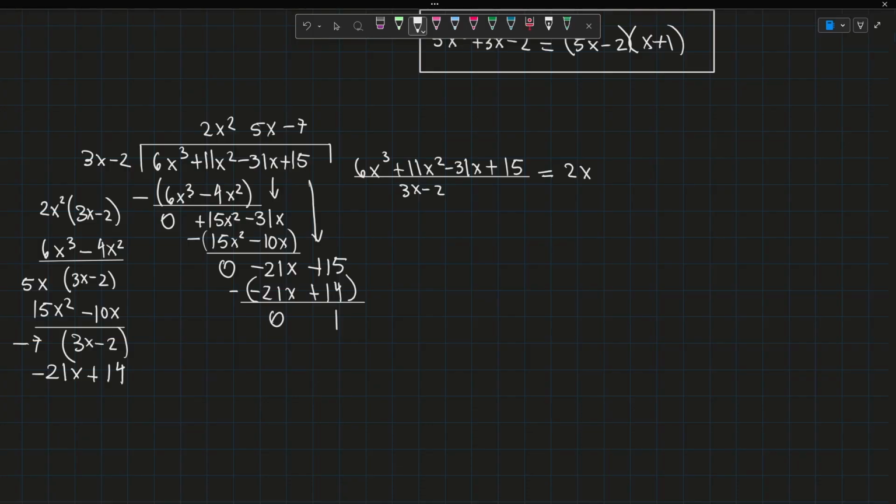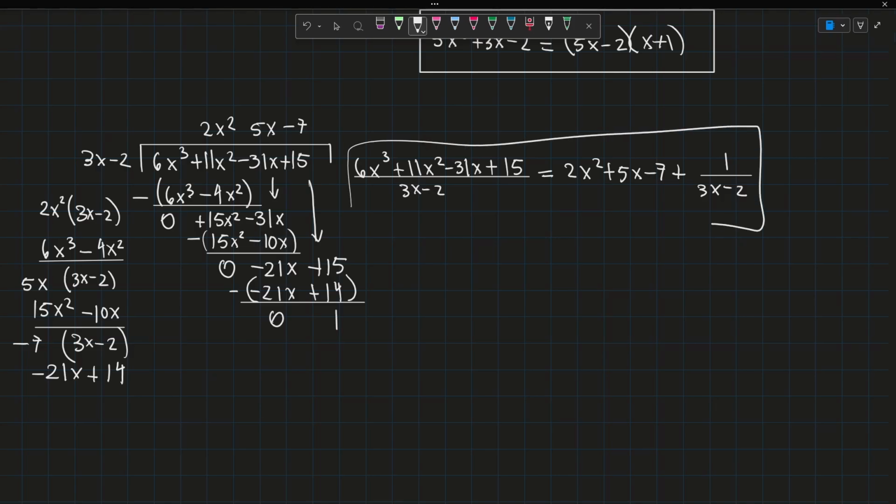So we're going to have 2x² + 5x − 7, plus 1, because we can't divide this any further, over 3x² − 2. And this is what the solution is.